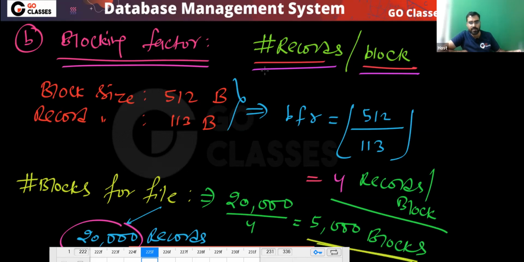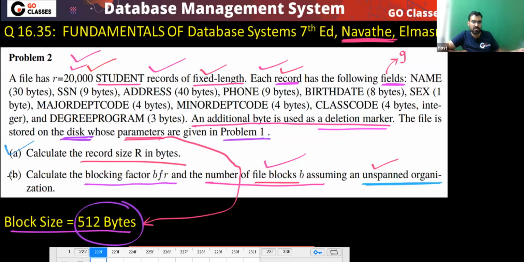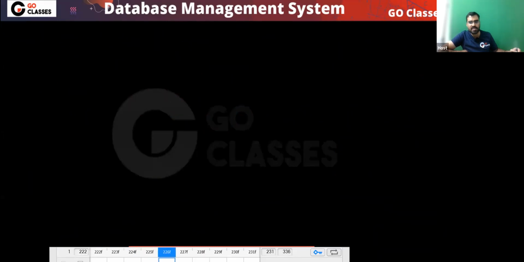Is this clear? Let me know. Tell me, is this point clear? So you need 5,000 blocks to store this. Okay, so this question we have done. Problem A, problem B. Is this clear? See, I am solving back-to-back questions.